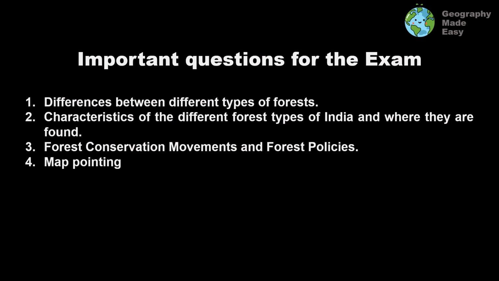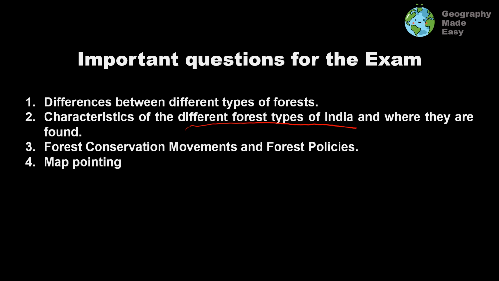So finally we come to the last part, which is important questions for the exam. From this chapter, they can ask you the characteristics of different forest types of India, which has come in many of the ISC examinations, where they are found and what their characteristics are. They can ask you the difference between two types of plant species, for example, evergreen rainforest and thorn forest, or deciduous forest and evergreen rainforest.